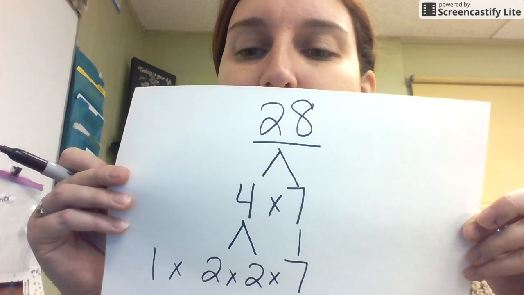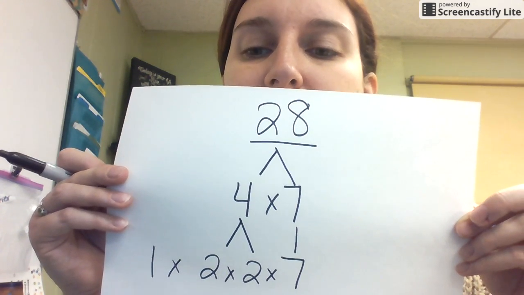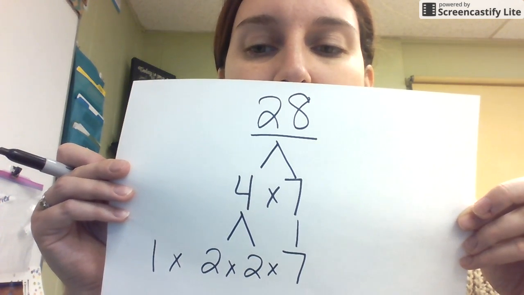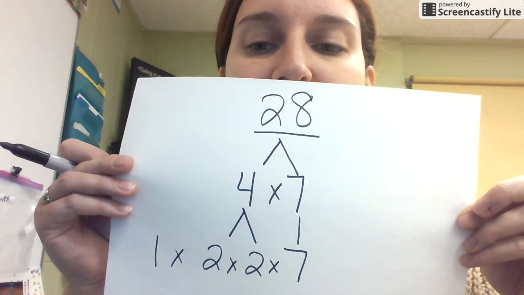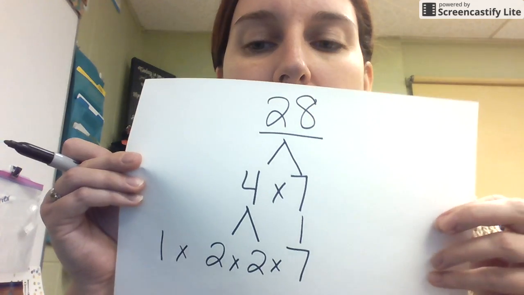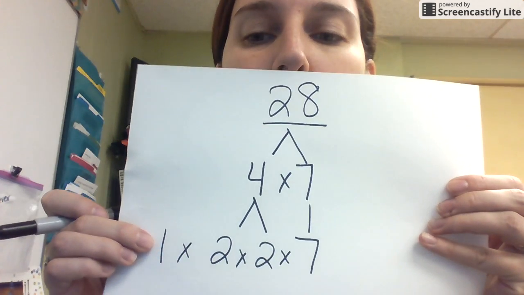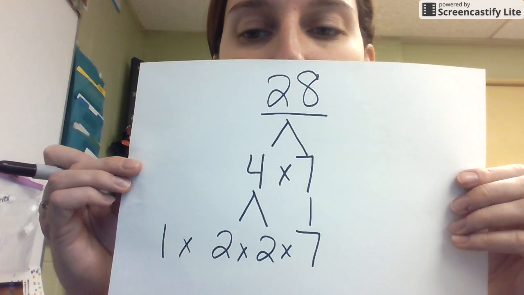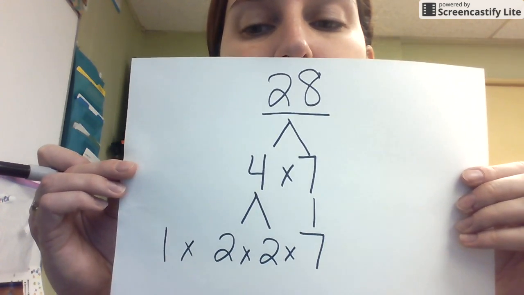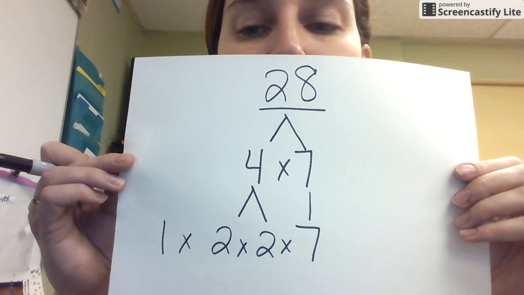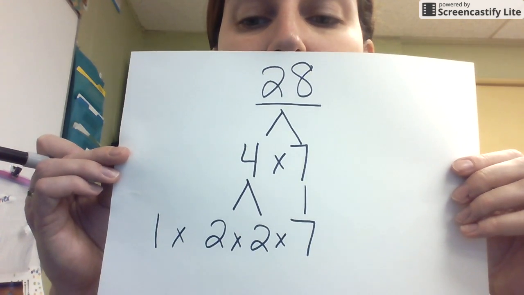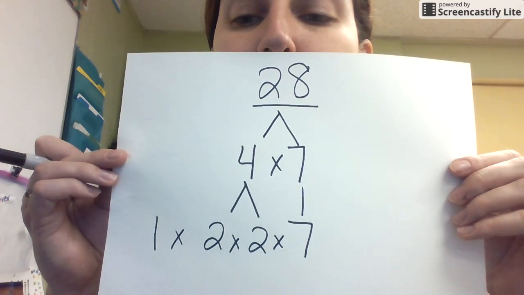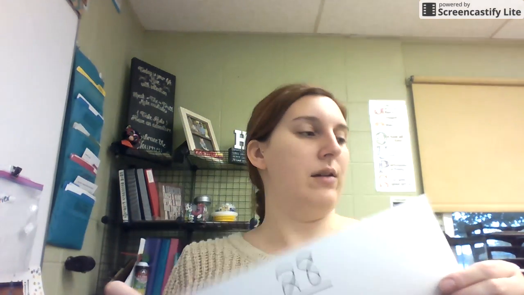Yeah, 2 times 2. So we dropped the 7 down to make our prime factorization tree. So we have 2 times 2 times 7. And then I have out to the side here a little 1, because if you multiply 1 times anything, you're going to get that number, right? So the prime factors for 28 are 1 times 2 times 2 times 7. Go ahead and multiply those out and see if you get 28.